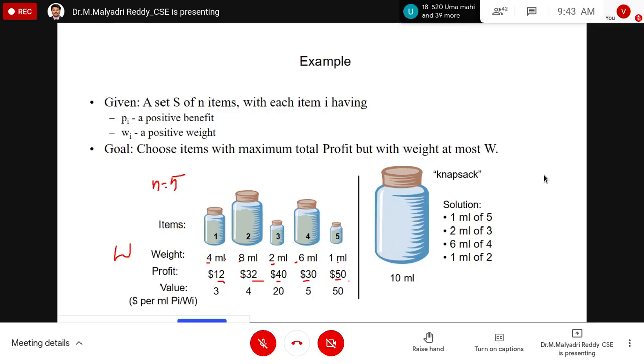And then the values are 3, 4, 20, 5, 50. How will we get 3? 12 divided by 4 will be 3, according to PI by WI. In the previous example, I solved the 4 feasible solutions. From that, which one is the best? Last one, sir. Unit cost. According to the PI by WI ratio, the items will be arranged in the proper order. Based on that, I will fill the knapsack. So by calculating the PI by WI ratio, you get this, right? Yes, sir.